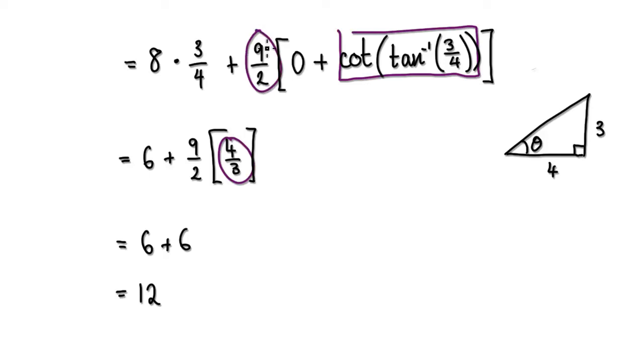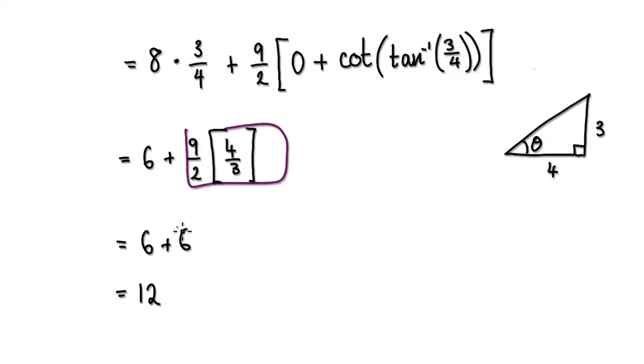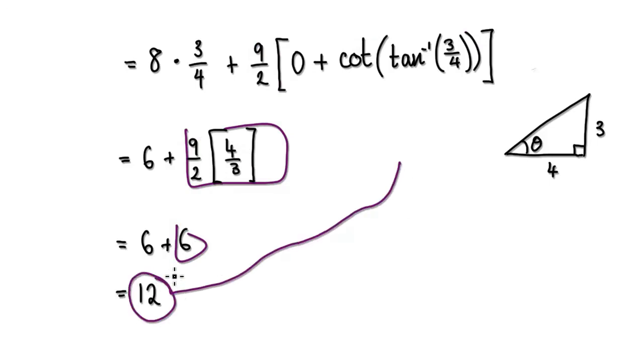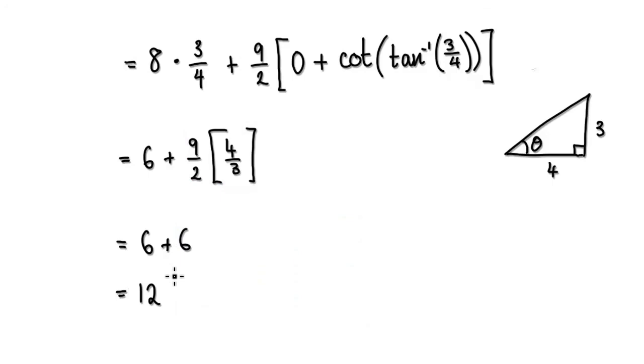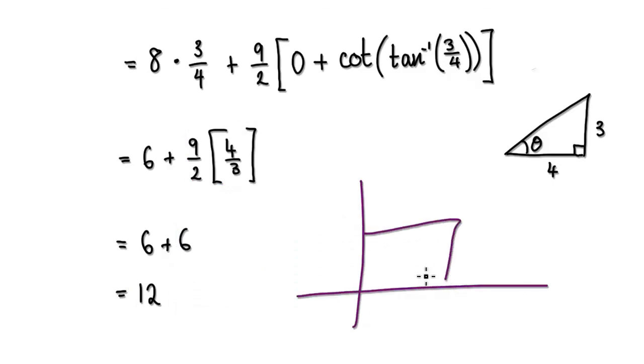And this is 9 over 2. Multiply this out, that will then give you 6. So the area is 12, as expected. The whole point of this video is just to illustrate to you and give you an insight of how polar coordinates work, even when you're working with a rectangle of 4 by 3. Okay?